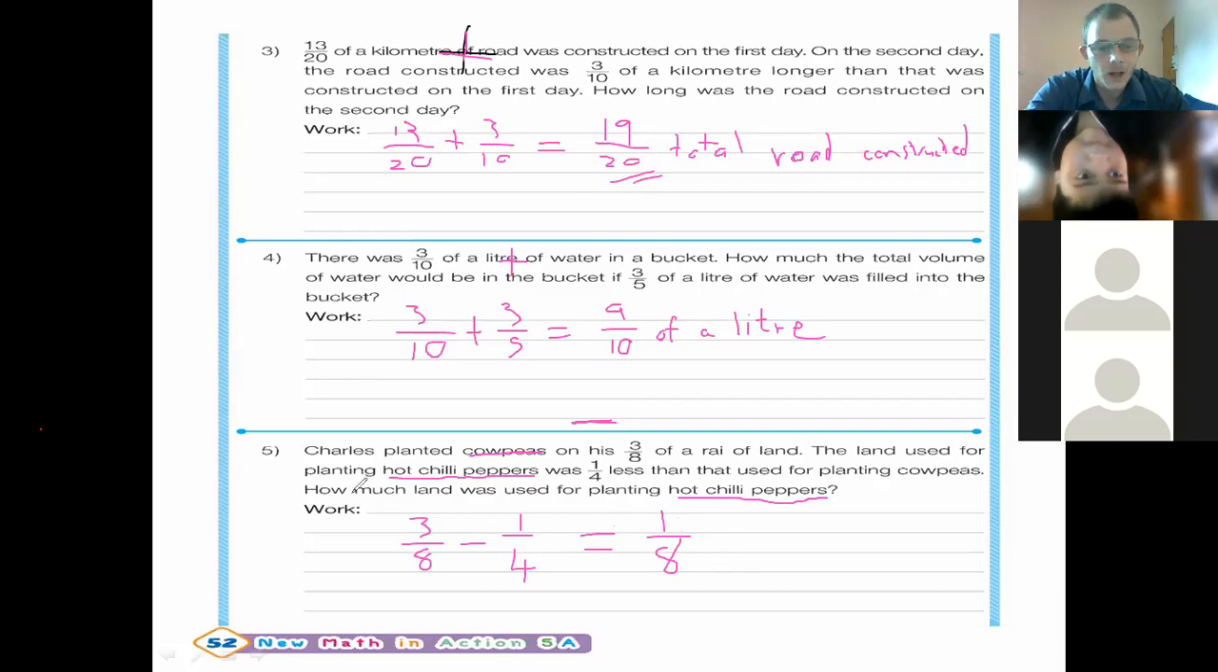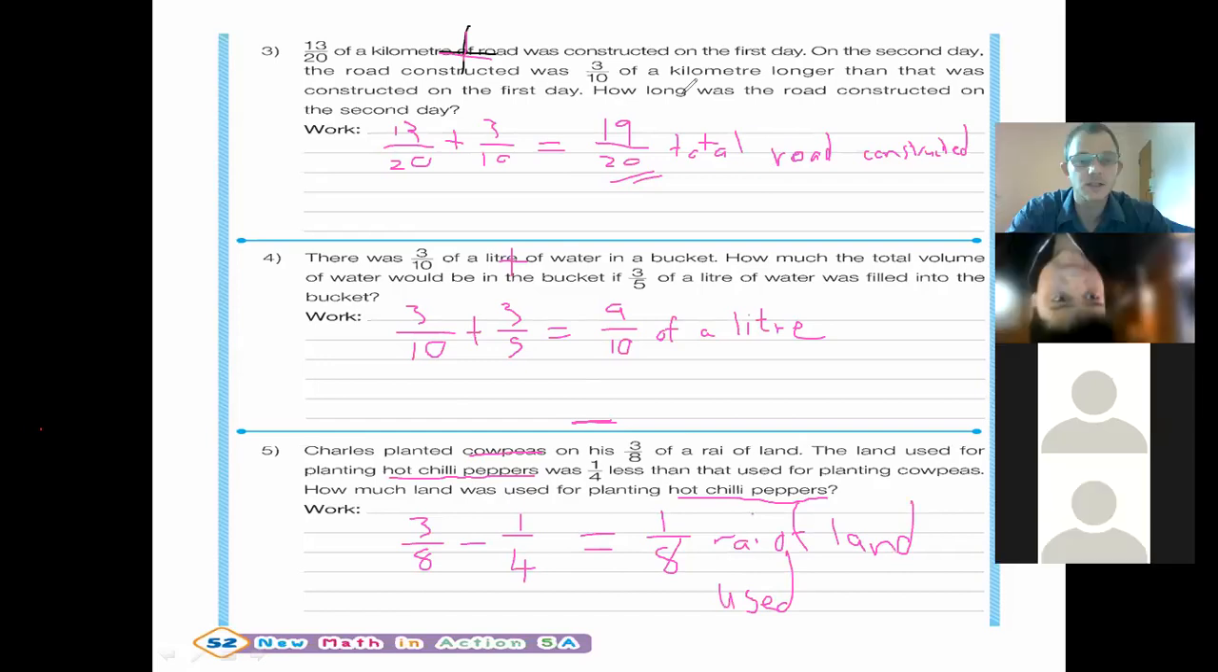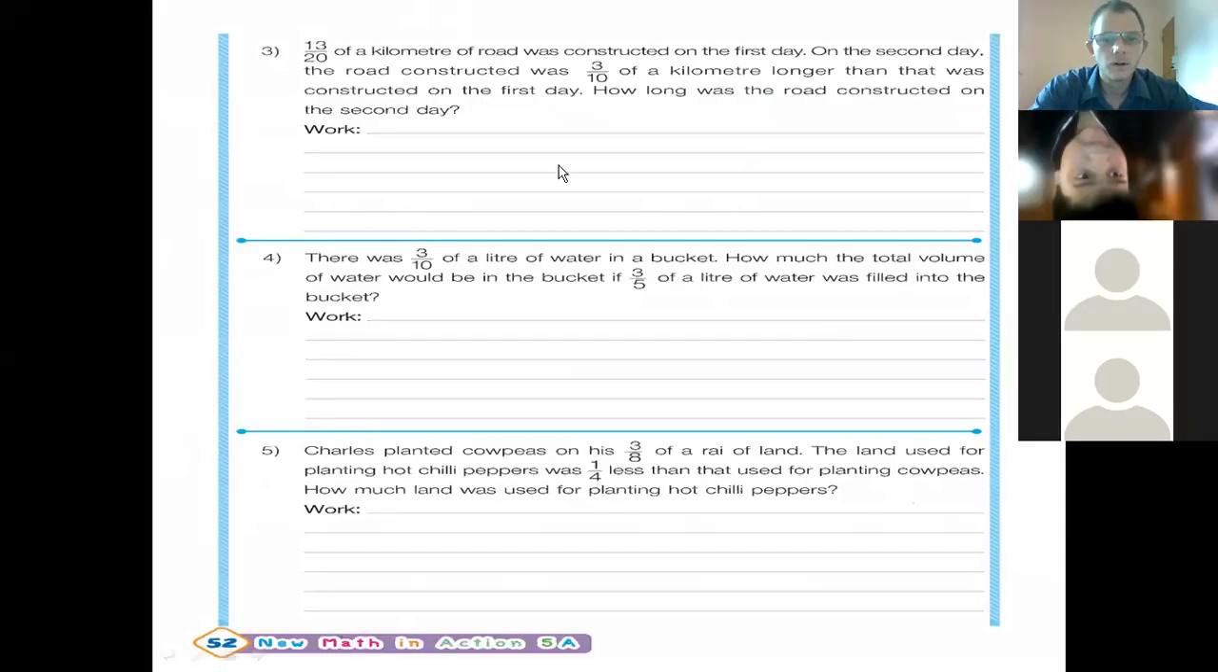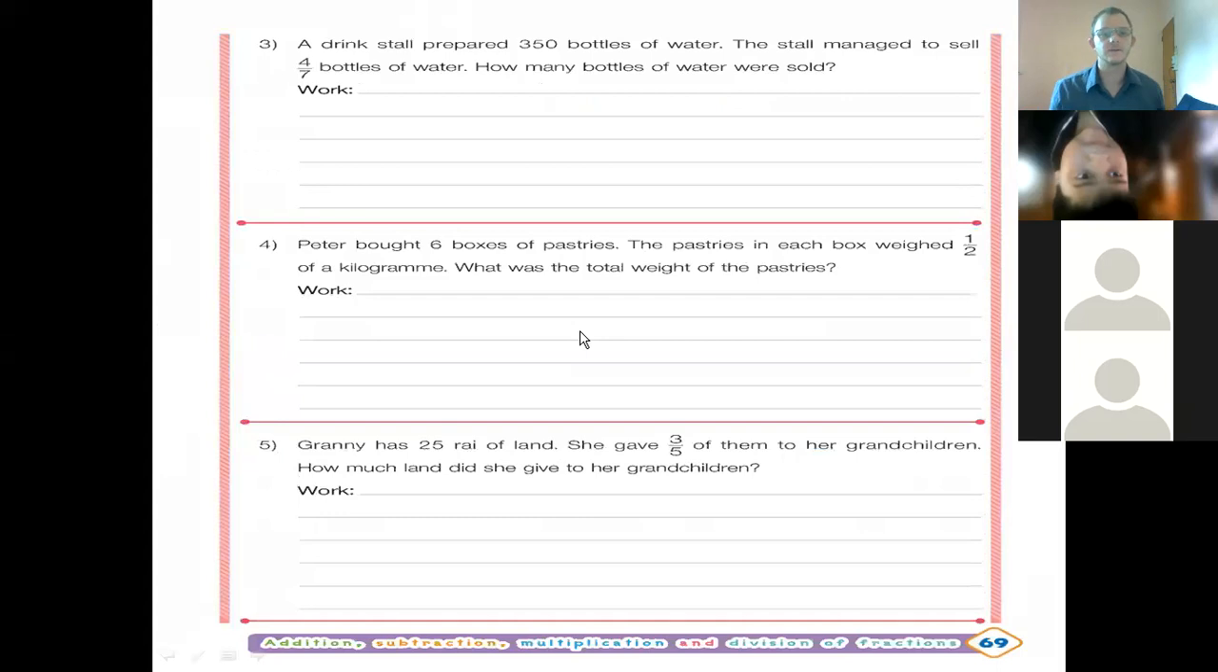How much land was used for planting hot chili peppers? 1/8 rai of land used. The calculations, how I did this, you can follow the rules. Very simple. If no one wants to help or to participate, then you'll just get answers. You can follow these rules to get to the answers, okay? So that was page 1.